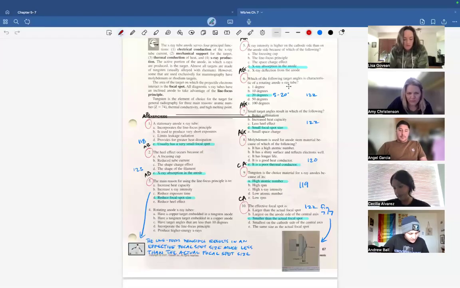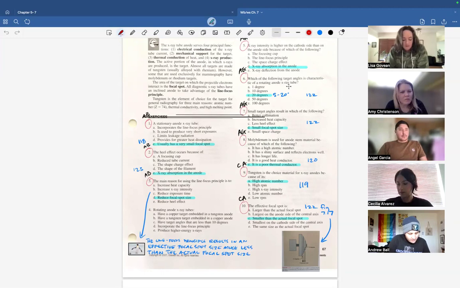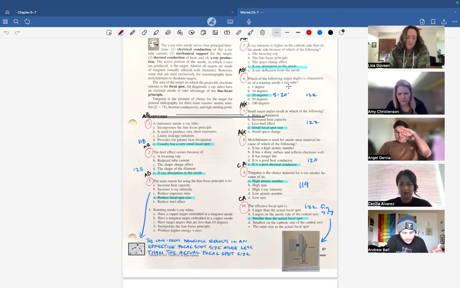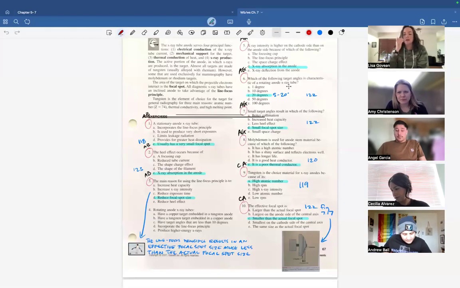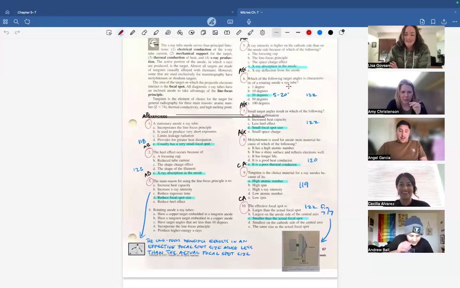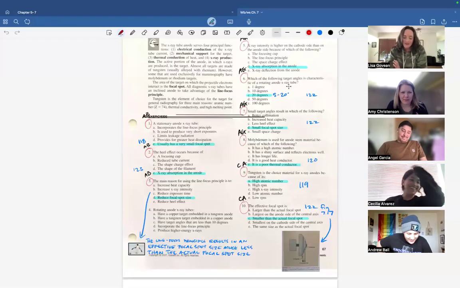Gotcha. Okay. Number three, the main reason for using the line focus principle, I put D, reduce focal spot size. Yeah. And then number five, X-ray intensity is higher on the cathode side than on the anode side because of which of the following. I put D, X-ray absorption in the anode. Yep. Nice. And you stole one of Angel's, so you're good there, Andrew. Oh, shoot. Sorry, Angel. Way to be an overachiever.